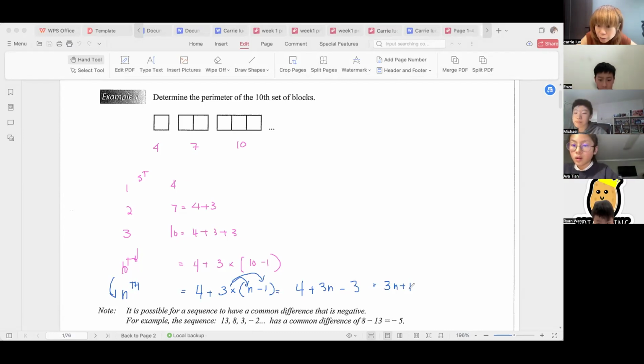Get it? Which part you don't understand? Just stop me and I will explain.